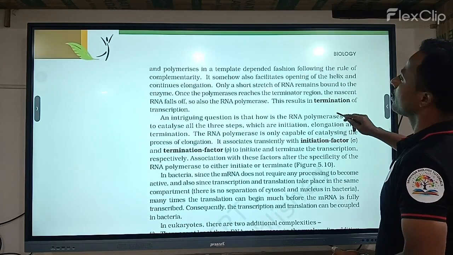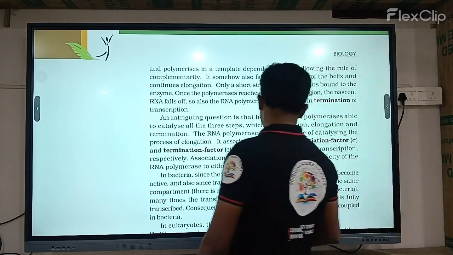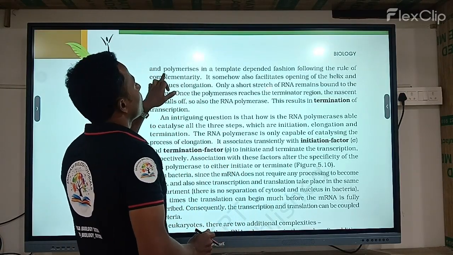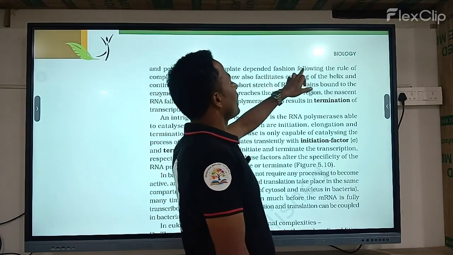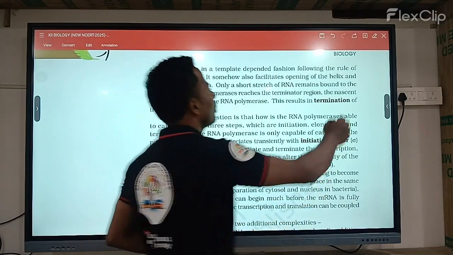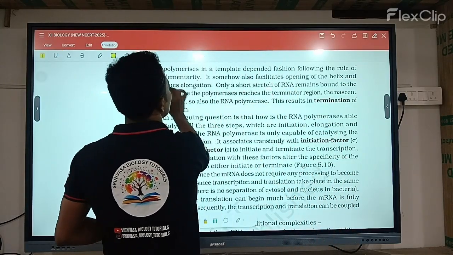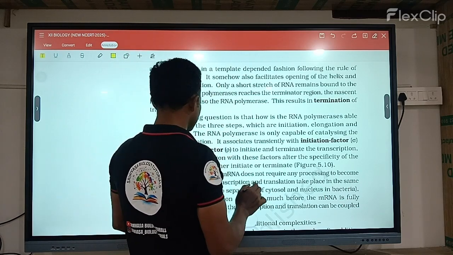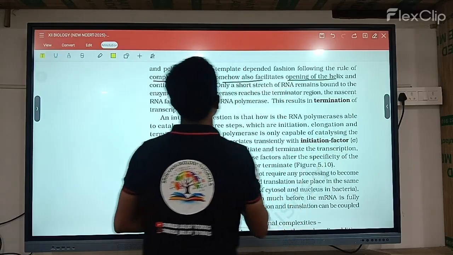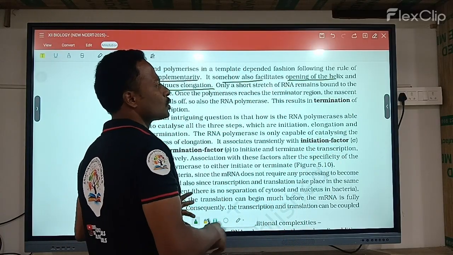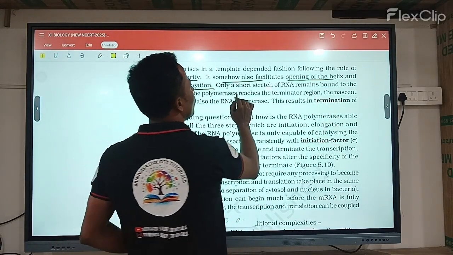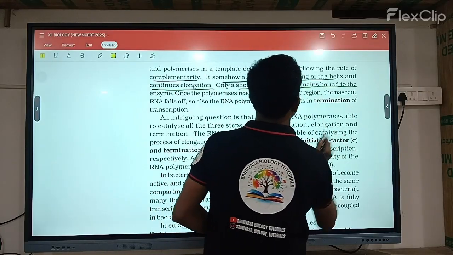Let us look at this polymerase. Depending on the template, they follow the polymerization of the template according to the rule of complementarity. When they follow the rules of complementarity, it facilitates opening of the helix and continuous elongation. Once the helix opens, they are continually elongated in one shot, and the straight RNA remains bound with the enzyme.